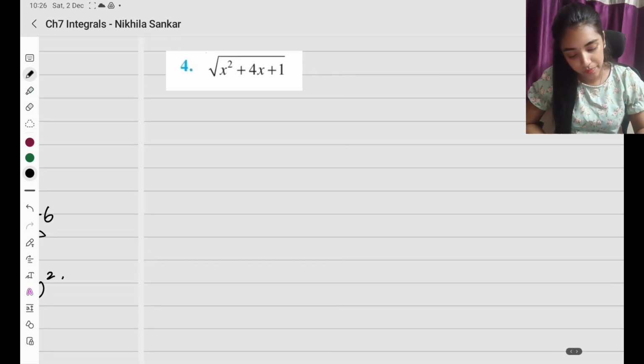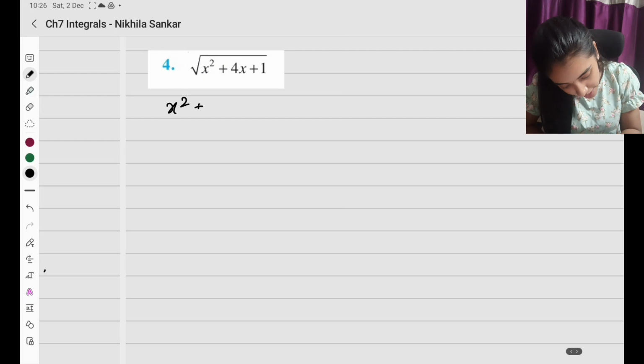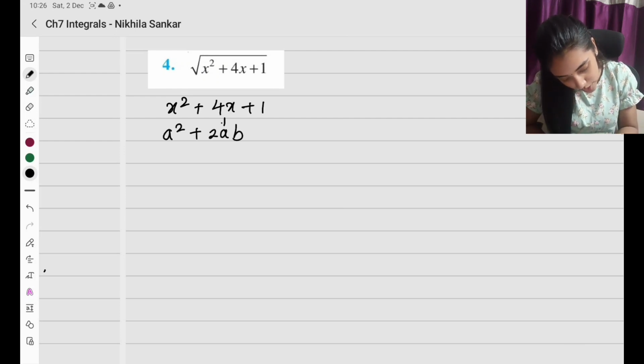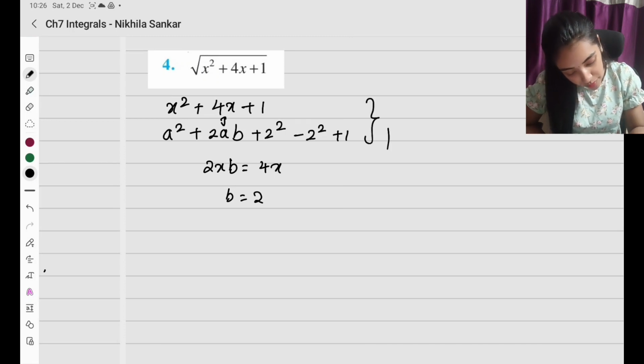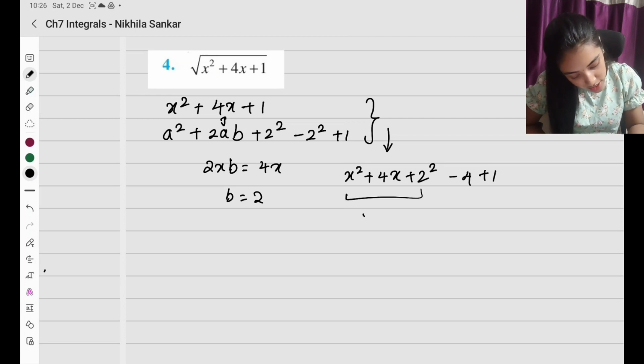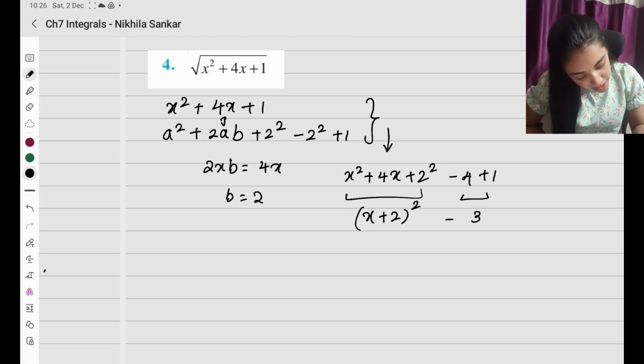Question number 4. So completing the square, x square plus 4x plus 1, a square plus 2ab. On comparing these two, 2xb equals 4x, so b equals 2. So plus 2 square minus 2 square plus 1. So from these two, what do I get? x square plus 4x plus 2 square minus 2 square, which is 4 minus 4 plus 1. So this is going to be x plus 2 the whole square, and this is going to be minus 3, which I can write as minus root 3 the whole square.